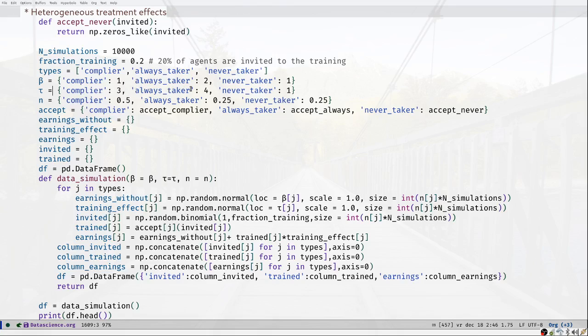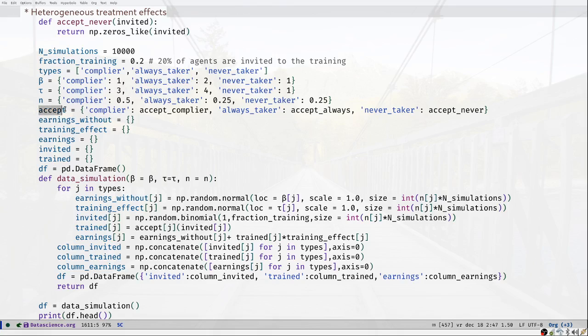For the always takers, who are very eager and will also work very hard in the training, this extra effect on their earnings from training is going to be equal to 4. And for the never takers, the effect is only going to be 1, because these people are not going to be very enthusiastic. So even if they take the training, and actually they won't, the effect would be 1. And it gives me the fraction of these different groups. So half of the people here are assumed to be compliers, 25% are always takers, and 25% are never takers.